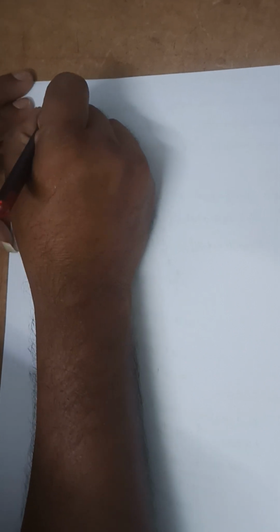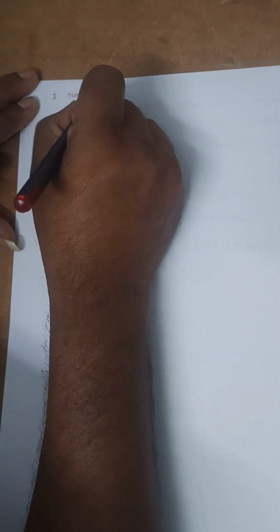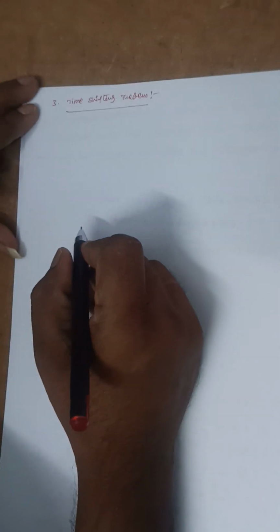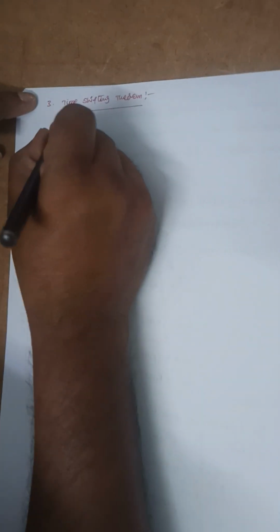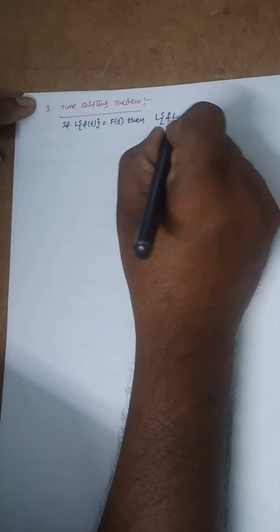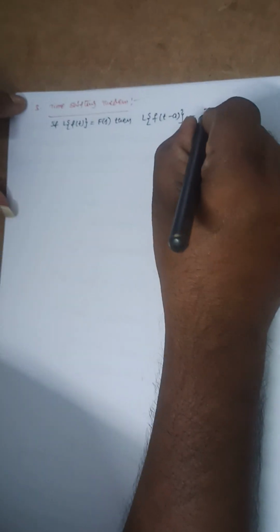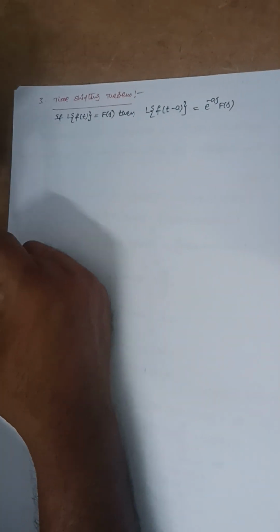Here the next one is the time shifting theorem. Third one here is the time shifting theorem. So what this time shifting theorem says is, if Laplace transform of f of t is equal to capital F of s, then Laplace transform of f of t minus a, time shifting, is equal to e power minus as into F of s. So I am going to prove this.